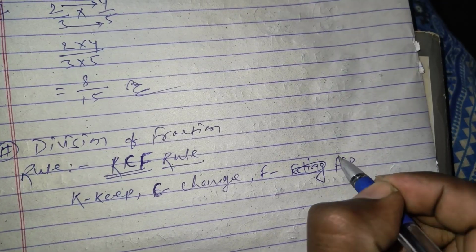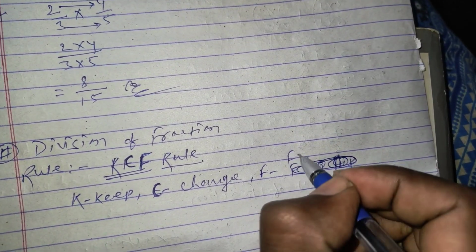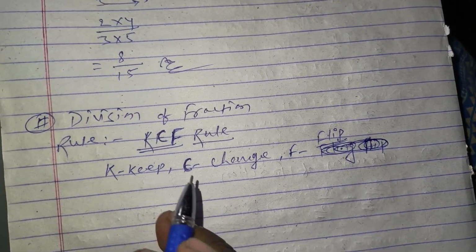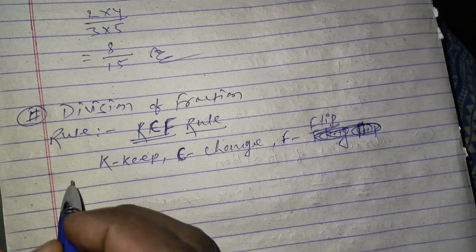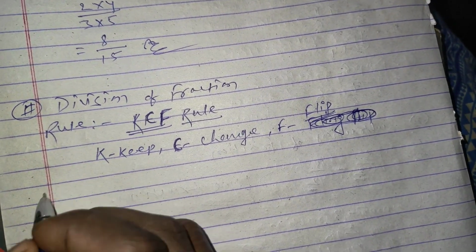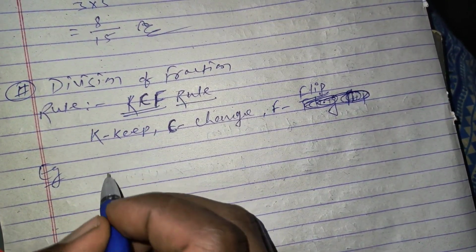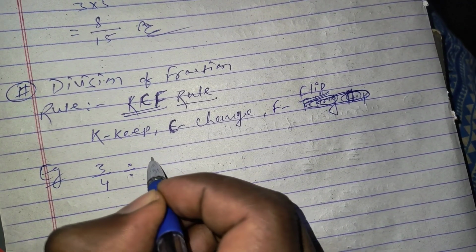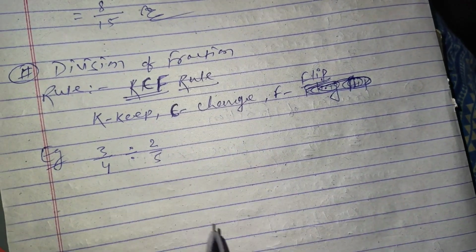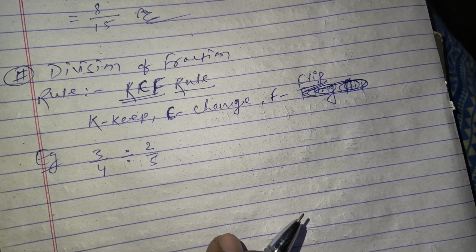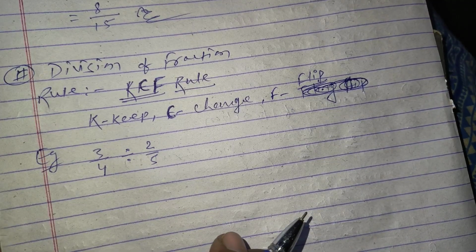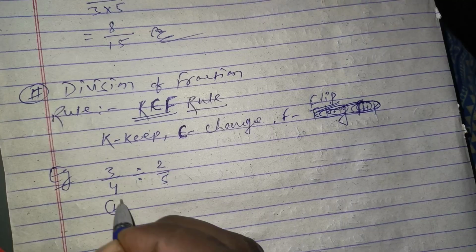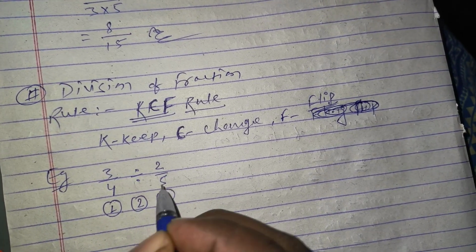Flip, F-L-I-P, means turning. First, let's take an example: 3 by 4 divided by 2 by 5. Here is a question of fraction division. The first rule, the second, and the third.